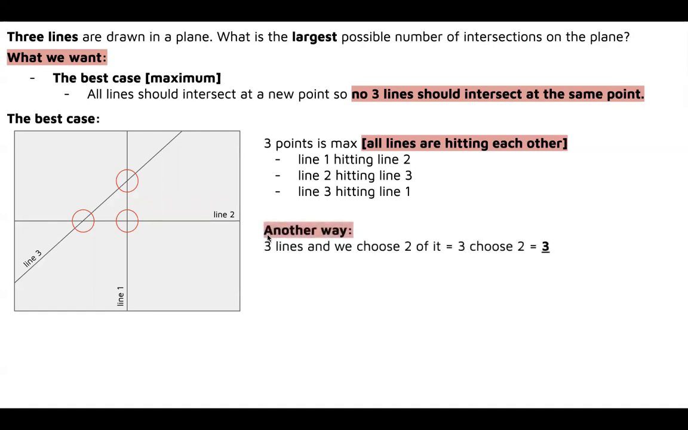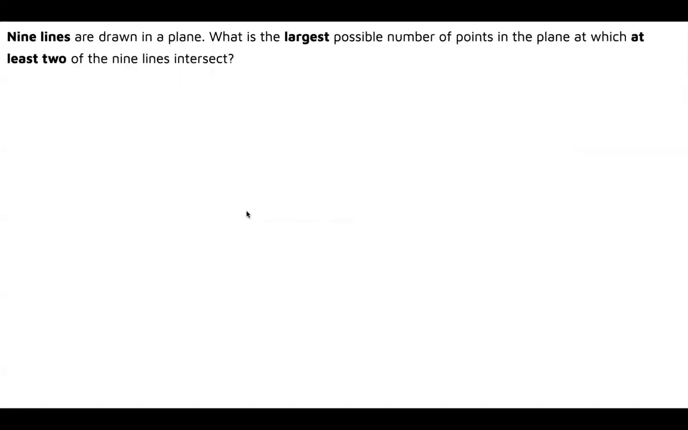Now with our faster method, we have a total of 3 lines, and we choose 2 of the 3 lines to intersect each other. So it'll be 3 choose 2, and that's 3. So really, you just want to find the number of ways to choose 2 lines from the total. I don't know if that makes sense, but that is the main idea. Okay, moving on to the harder problem.